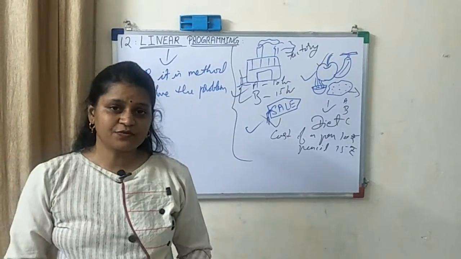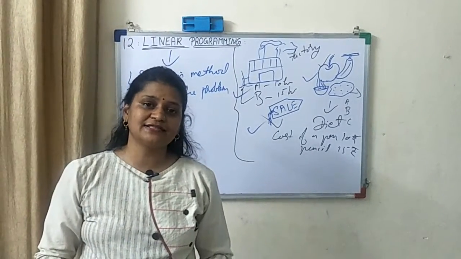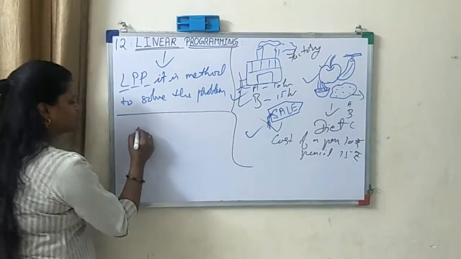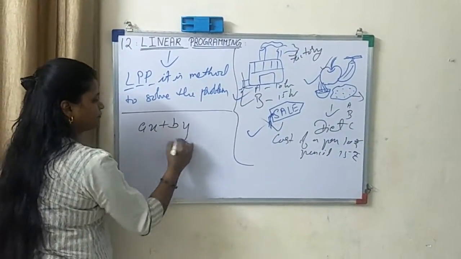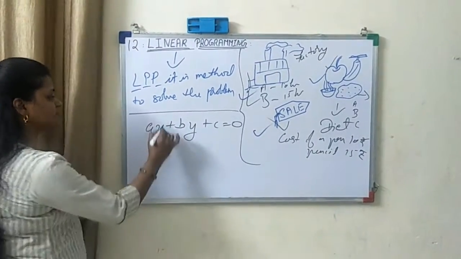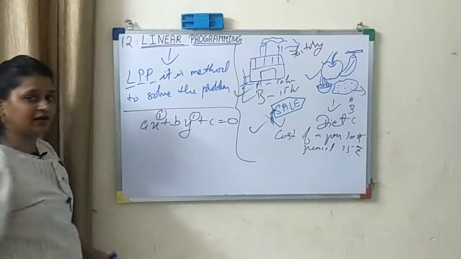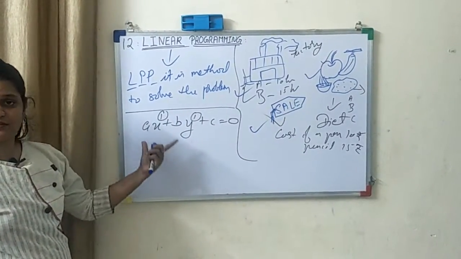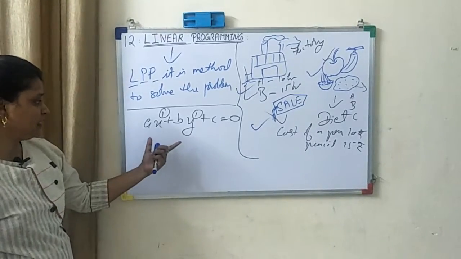Now first we'll understand why it is named linear. What do you mean by linear? If you have studied algebra, what do you mean by linear? This is a linear equation. Why is it known as linear? Because its degree is 1. Always remember, linear always means degree 1. That type of equation represents a linear equation.